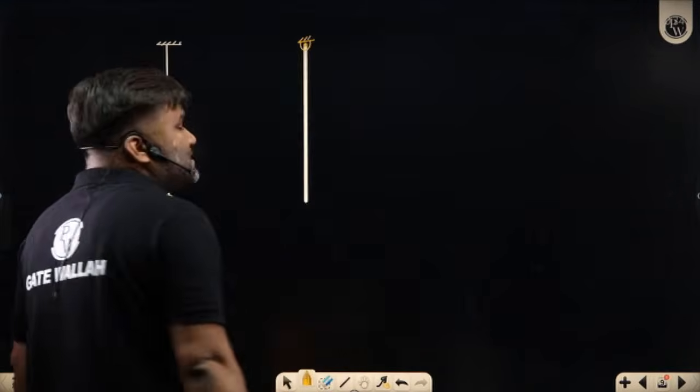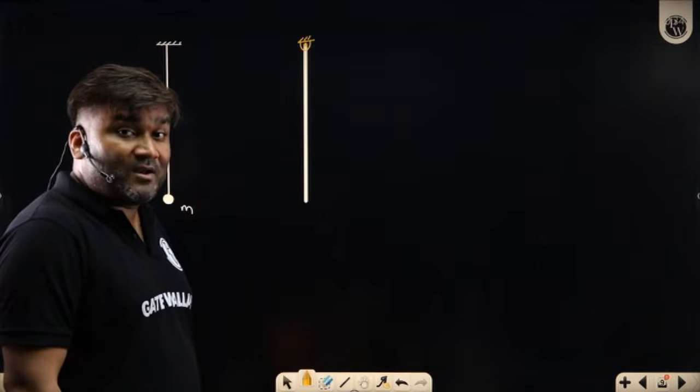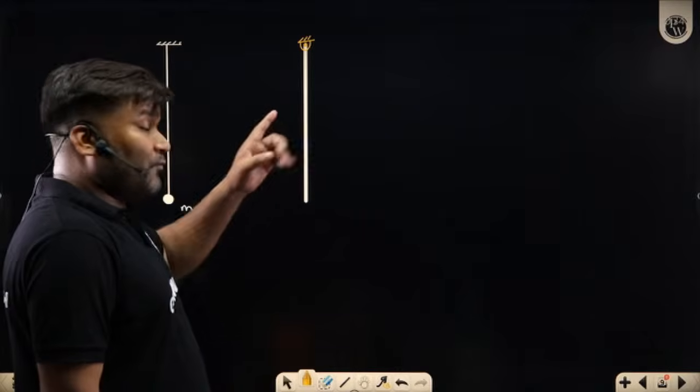Sir, we are having a rod which was hinged here. Can I solve this kind of questions by Rayleigh method? No, you definitely cannot solve it. Again, why you cannot solve?